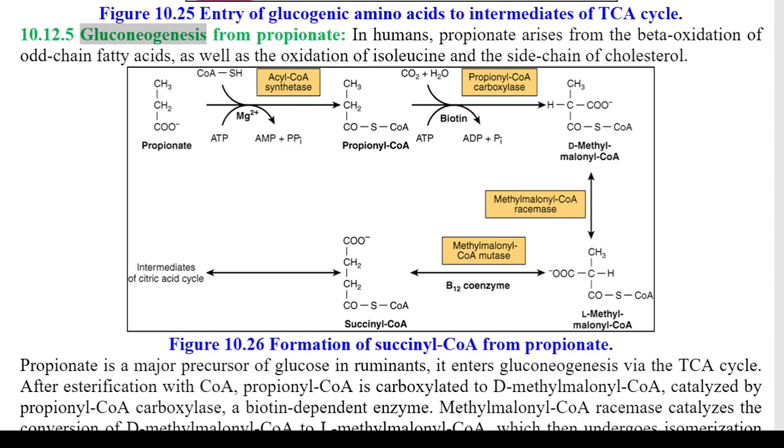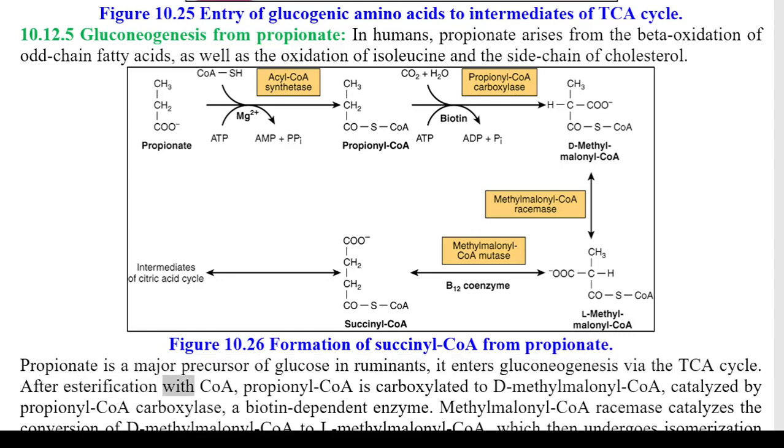10.12.5 Gluconeogenesis from propionate. In humans, propionate arises from the beta-oxidation of odd-chain fatty acids, as well as the oxidation of isoleucine and the side chain of cholesterol. Figure 10.26 Formation of succinyl-CoA from propionate. Propionate is a major precursor of glucose in ruminants. It enters gluconeogenesis via the TCA cycle.